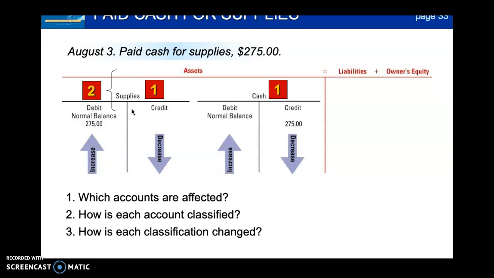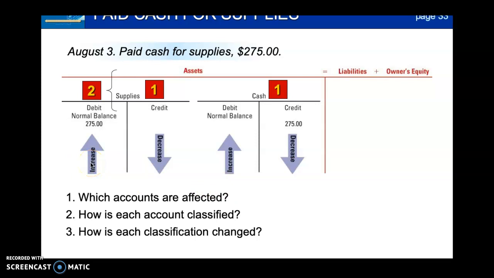Okay, so there's that. Then, how is each classification changed? Okay, so what's happening? Well, paid cash for supplies, $275. Well, if we paid cash, I know I'm losing cash, so I'm going to decrease cash, but I'm gaining supplies, so supplies is going to be increased. Now think about our rule. If you have 2 accounts on the same side of the accounting equation, one has to be increased, one has to be decreased. So that's what's happening here. We're decreasing cash, we're increasing supplies.